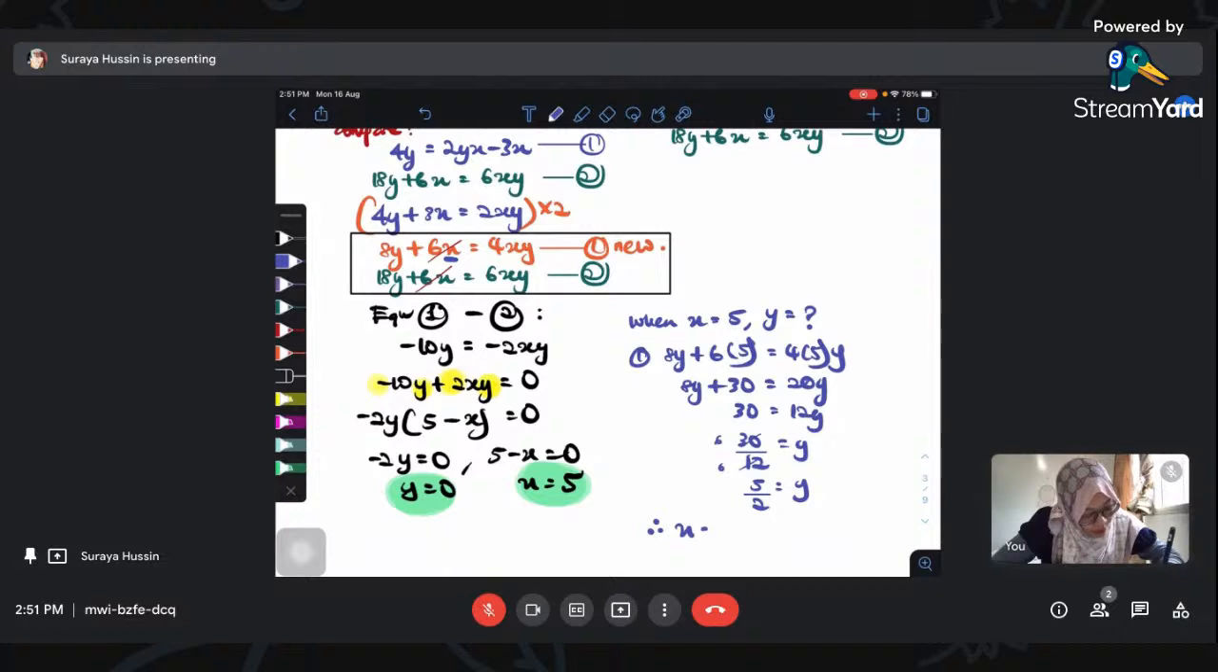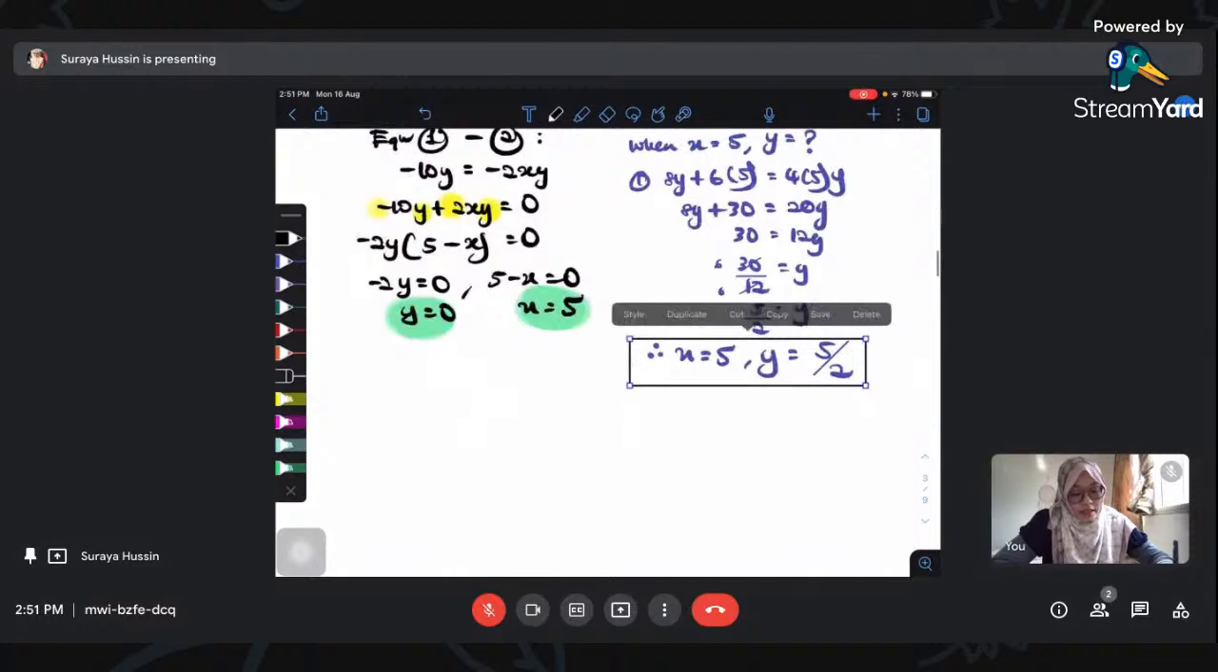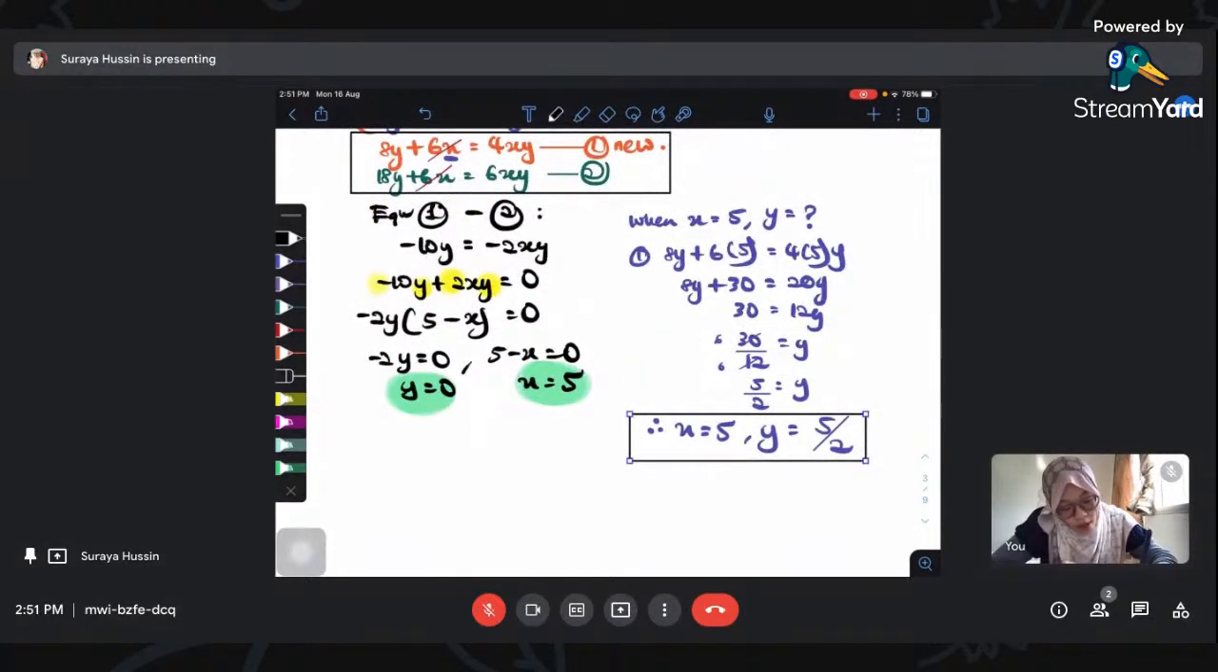So when x is equals to 5, your y is equals to 5 over 2. Ini barulah satu jawapan. Okay. Ini barulah satu jawapan tau. Sebab apa? Sebab ini adalah when x is equals to 5. So you have done one answer. But when, write down the when supaya nanti tak careless.